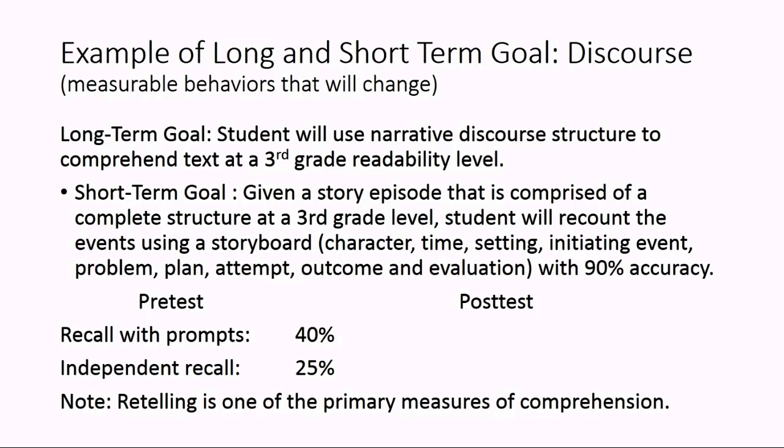So our short-term goal is going to be: given a story episode that is comprised of a complete story structure at a third grade level, student will recount the events using a storyboard: character, time, setting, initiating event, problem, plan, attempt, outcome, and evaluation with 90% accuracy. Our pretest recalling with prompts was only 40%. Independent recall was only 25%.